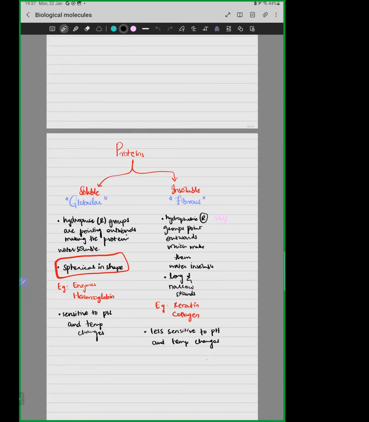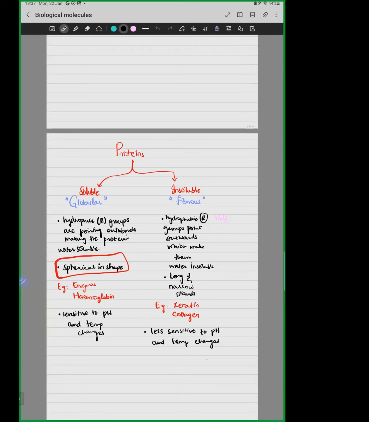And we said that the soluble proteins are soluble. Why? Because they have hydrophilic R groups, which are the water loving R groups. They're pointing outwards, so they are face to face or in contact with the water or the aqueous environment. And therefore, they form bonds with water molecules, and therefore, globular proteins are soluble. We also discussed that they're spherical in shape and they're sensitive to pH and temperature changes.